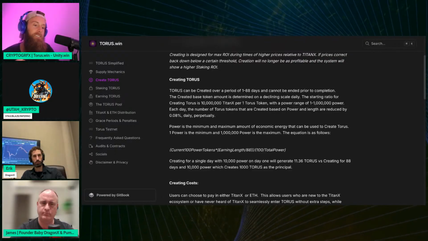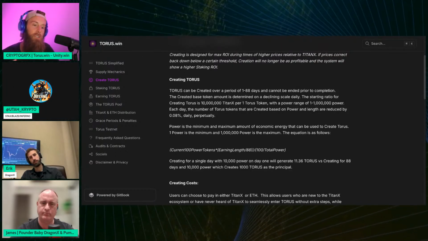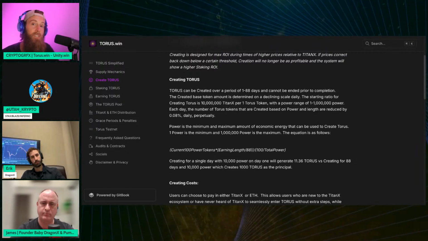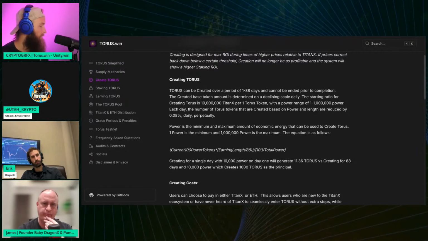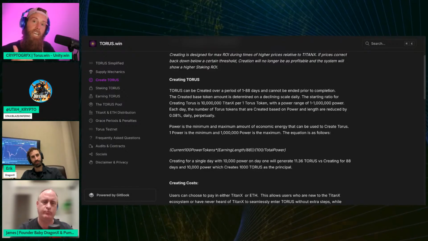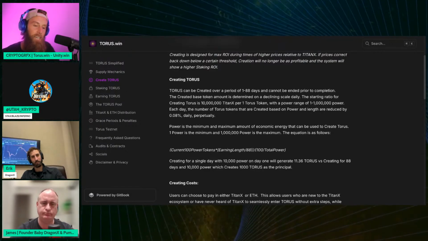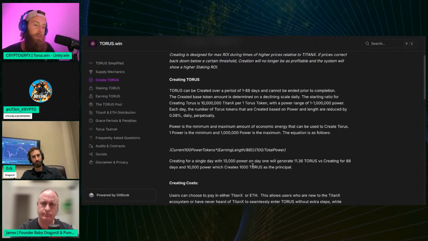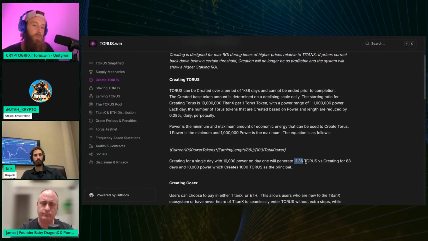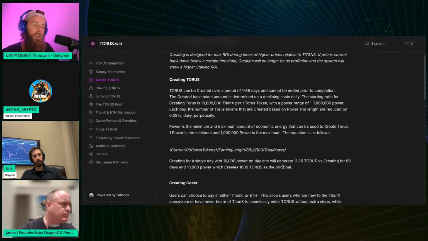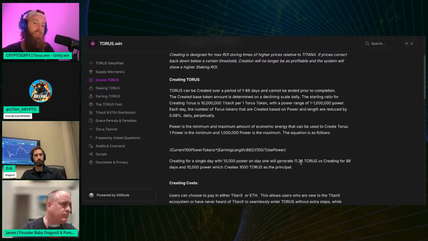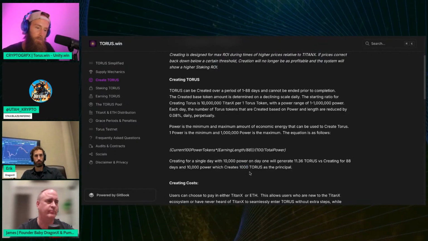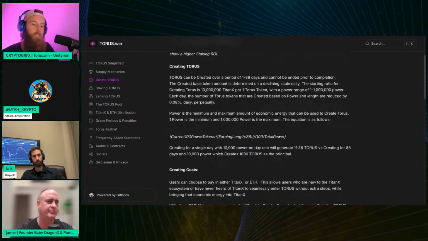Now, this means that 10 million TitanX creates less than one token after day one, and it gets more and more difficult every single day. So Torus is going to be extremely hard to actually earn over time, create over time, and what we'll get to in a bit is the staking as well. So there's a couple. Creating for a single day with 10,000 power on day one will generate 11.36 Torus. Creating for 88 days and 10,000 power will also create 1,000 Torus on day one as the principal. So there's a huge discrepancy between the two.